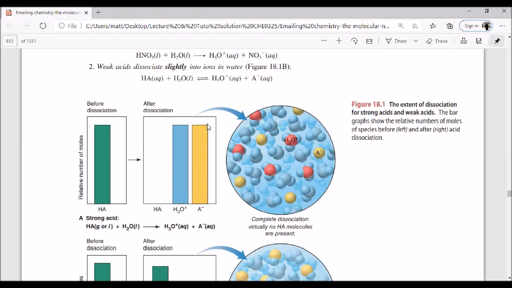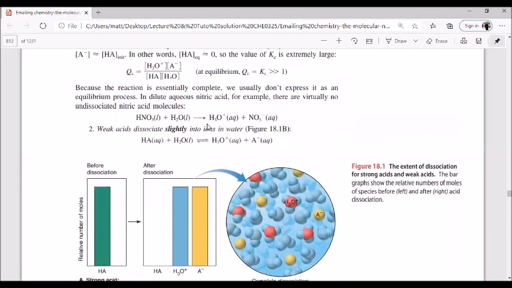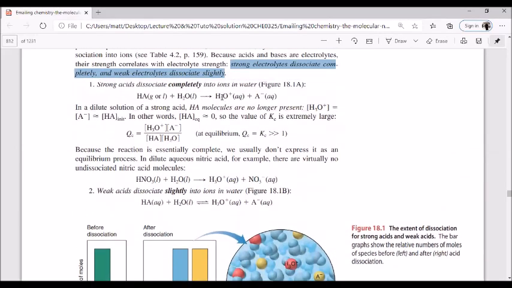Similar to strong base, it completely dissociates to form hydronium ion and A minus. Therefore, when dissociation occurs, HA molecules are no longer present. The hydronium ion concentration is equal to the concentration of A minus, because both are maximum. So in other words, HA at equilibrium is almost zero.